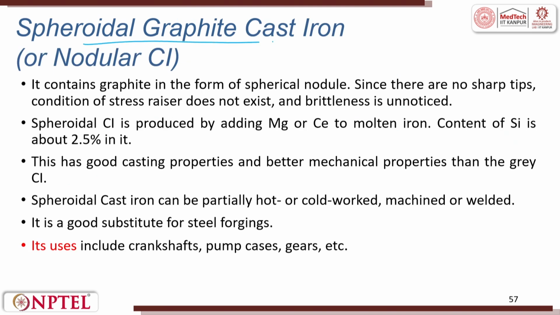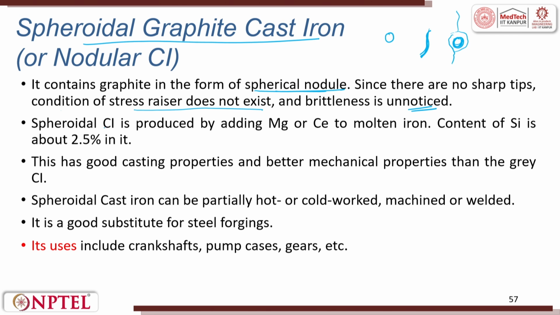Spheroidal cast iron, spheroidal, spheres, right, spheroidal or nodular cast iron. It contains graphite in the form of spherical nodules. So, what was like this in the grey cast iron, now it is going to be made into spheres. Since there are no sharp edges in these spheres, the condition of stress risers does not exist and the brittleness is unnoticed. So, if at all you have a crack, the crack goes here and then goes around the spheroidal nodule and then it continues. So, there is a lot of relaxation of stress.